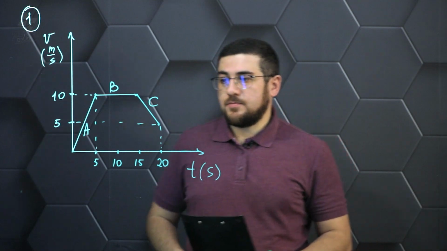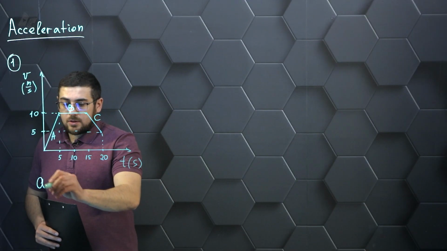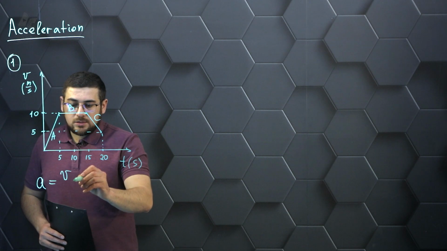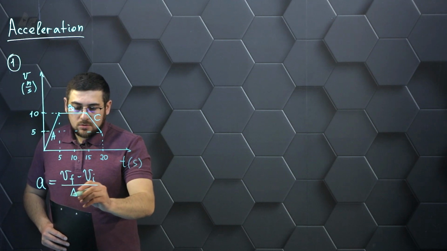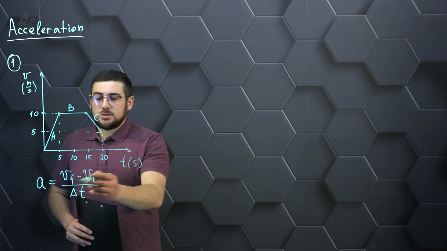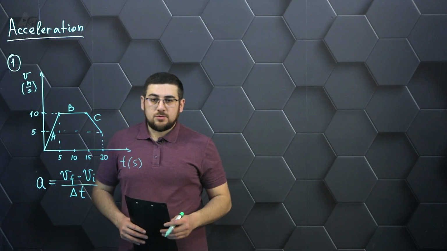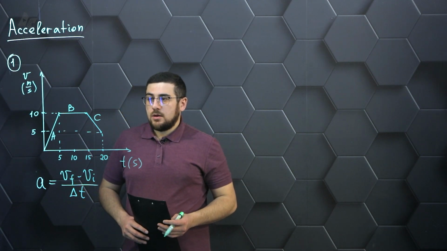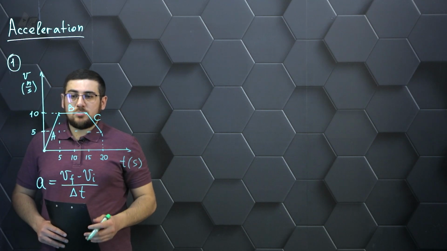Let's see how to do this. First, let's remember what the concept of acceleration is in general. It's the rapidity of change in the speed of the body. To determine the acceleration of an object, we need to consider how much its velocity has changed over a given time period. We can do this by calculating the difference between its initial and final velocities and dividing it by the time taken for this change to occur.